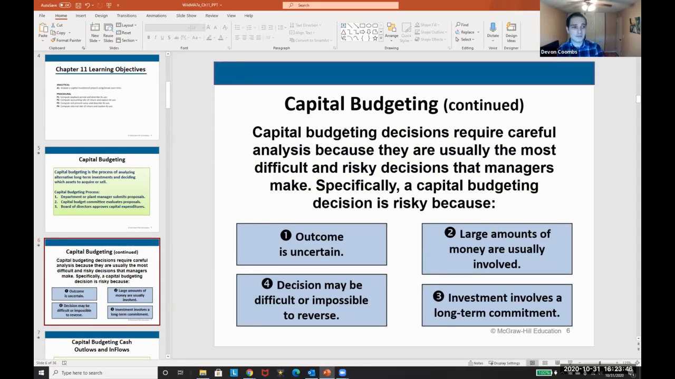No matter what we decide in these models, we have to remember that our outcome is uncertain. If we're using large amounts of money to make a purchase, the decision may be difficult or impossible to reverse, and normally will involve a long-term commitment. And so something that's a very relevant example today, during these pandemic times, is lease or buy decisions.